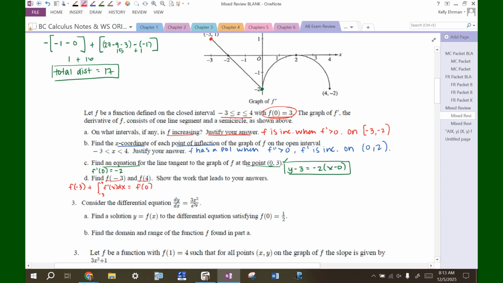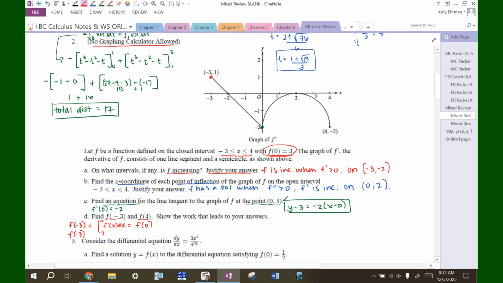And then I can sub in stuff that I know. So f of negative 3, I'm not even going to subtract this yet because I don't want to get signs messed up. So I'm just going to find this area first. So what is the area from negative 3 to 0? So that's this area here plus this area here.